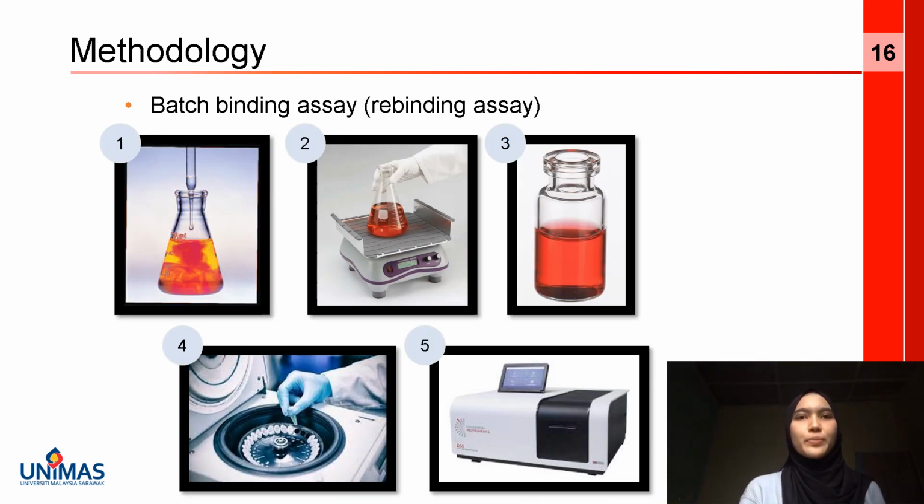For the batch binding assay, 20 ppm of standard MR solution will be added into the 250 ml conical flask filled with 0.5 gram of MR-MIP polymer samples. The conical flask will be agitated on an orbital shaker at 150 rpm for 6 hours continuously. The sample will be collected into glass vials at every 30 minute time interval. The collected sample will then be centrifuged at 4000 rpm for 10 minutes. Batch binding for NIP will be performed in the same technique as for MR-MIP.